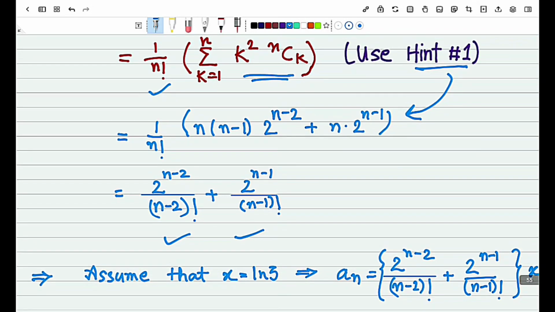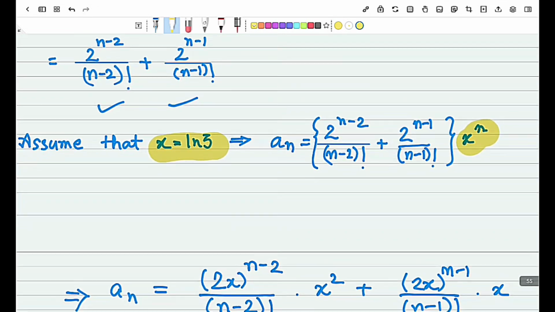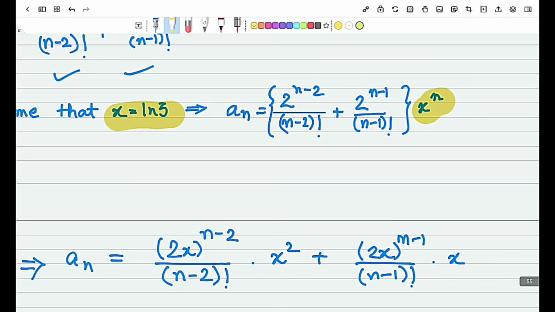Now we had also assumed that x is equal to ln of 3, right? Why did we assume it? Just because of simplifications, right? So what happens is when you put x equal to ln of 3, you will get the x to the power n on the outside, right? Now after that, you can take x to the power of n minus 2 common with this term and x to the power n minus 1 common with this term, and you will end up getting these expressions, right?